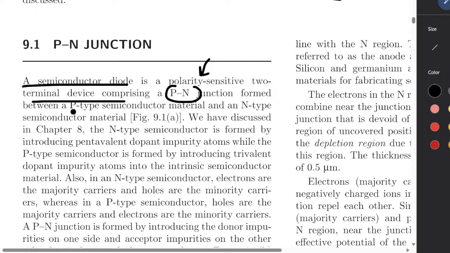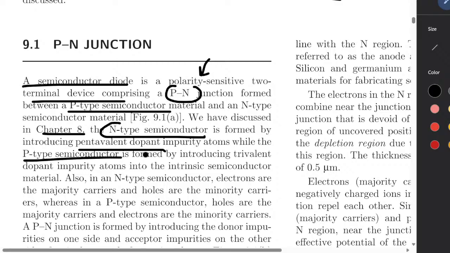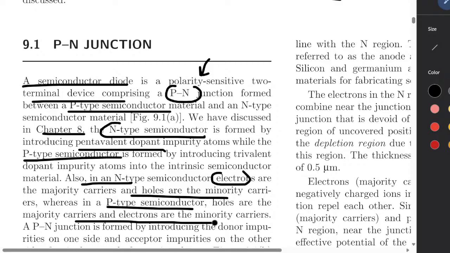The junction is formed between P semiconductor material and N semiconductor material, which we have discussed in chapter 8. N-type semiconductor is formed by introducing a pentavalent dopant, while P-type is formed by a trivalent dopant. In N-type, electrons are the majority carriers, while holes are the minority carriers. Whereas in P-type, holes are the majority carriers and electrons are the minority carriers.